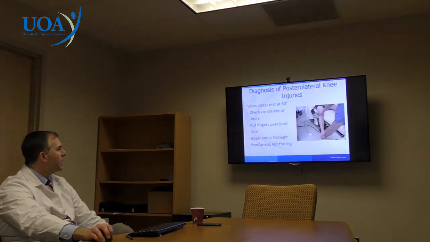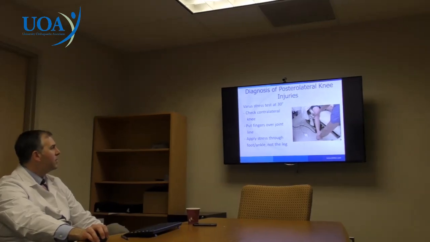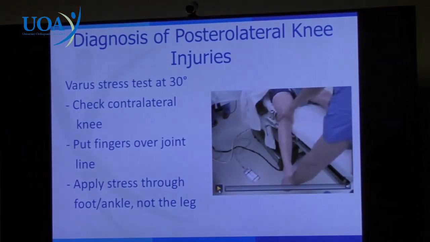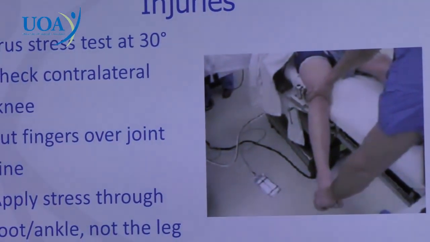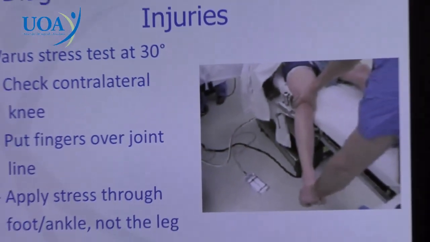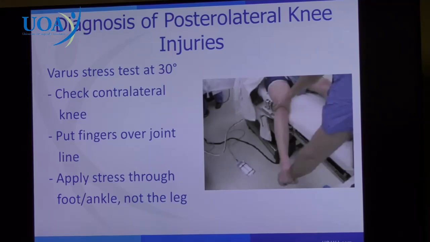And if this would play. Similar to the medial side, putting your fingers on the joint line, getting varus stress to check for gapping, and having your fingers right there on the joint line. That's like a little pearl to really be able to feel how much gapping is there, and then comparing that to the other side.